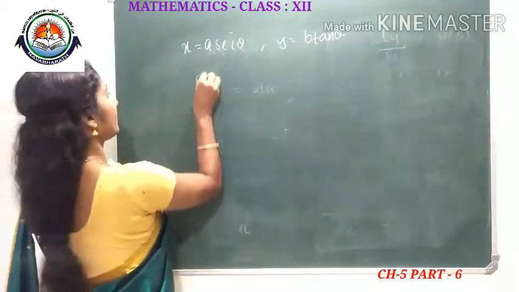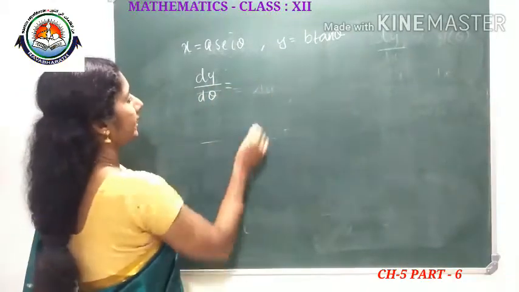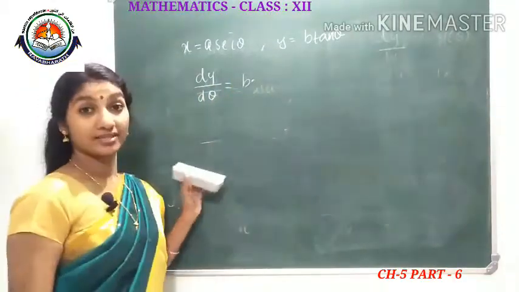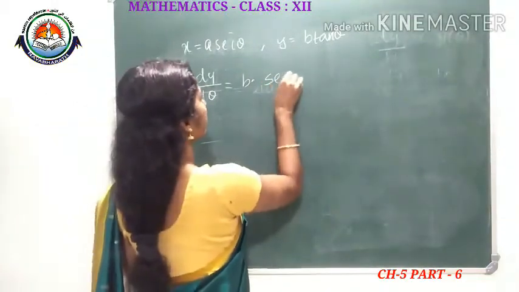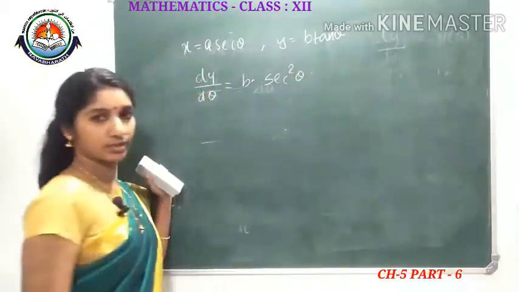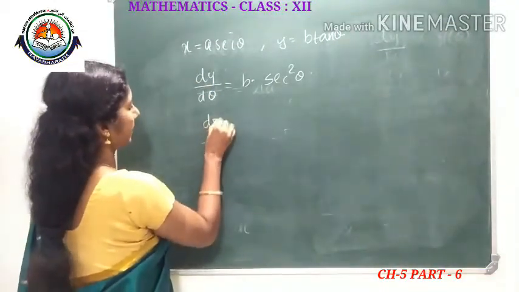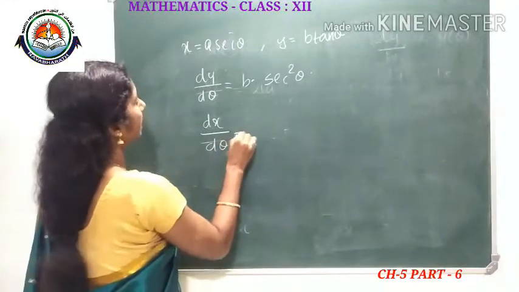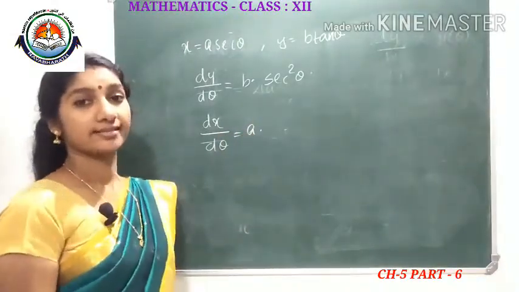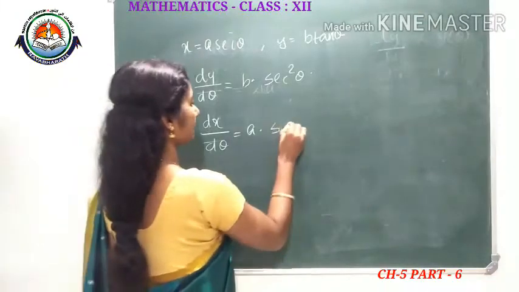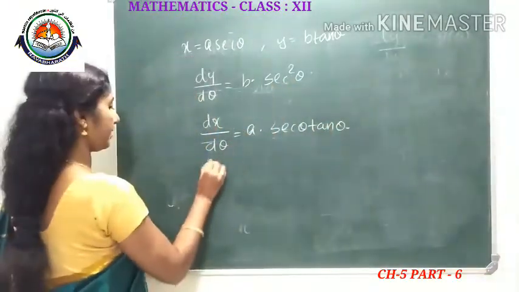What do we need to do? dy by d theta. y equal to b tan theta. So b into tan theta's derivative with respect to theta is sec square theta. And x equal to a sec theta. So dx by d theta equals a constant, sec theta's derivative with respect to theta is sec theta tan theta. Then we need dy by dx.